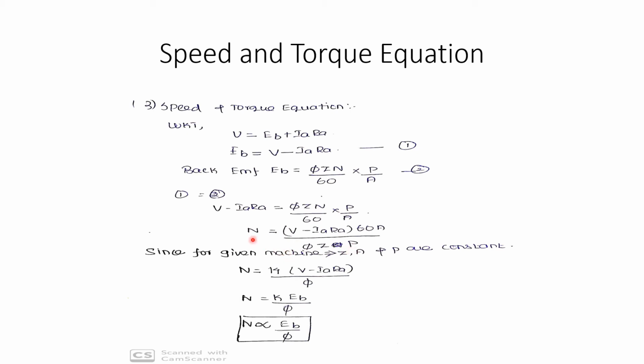Now speed is equivalent to V minus IA into RA into 60A divided by phi ZP. In this, Z, A and P are constant, so we can replace them with K. So N equals K into V minus IA into RA divided by phi. Here we know that V minus IA into RA is the back EMF, so instead of this we substitute EB. So now N is directly proportional to EB and inversely proportional to phi.